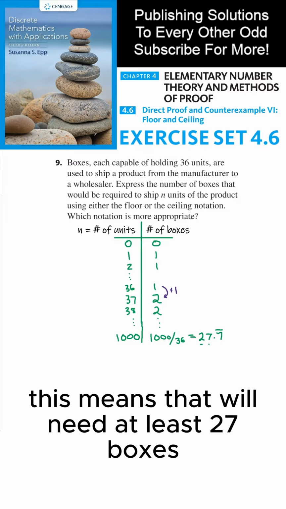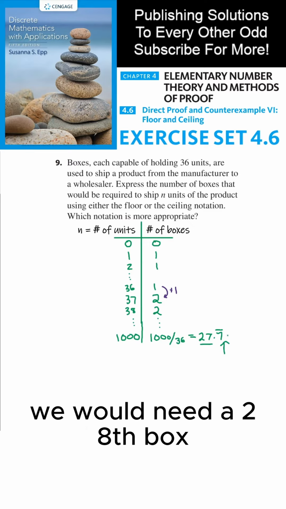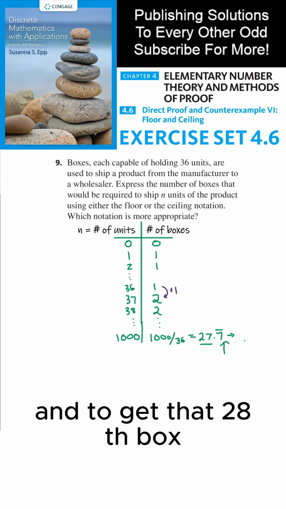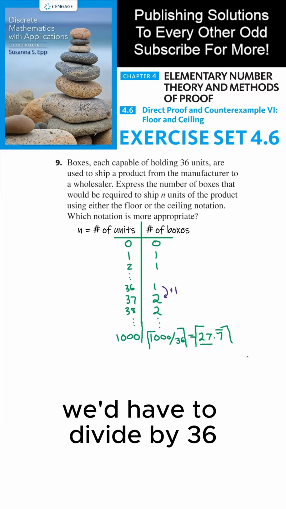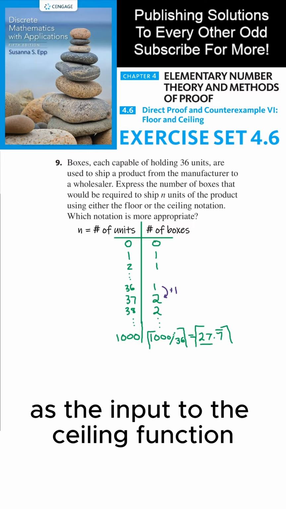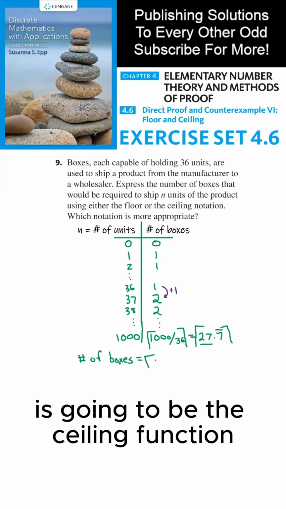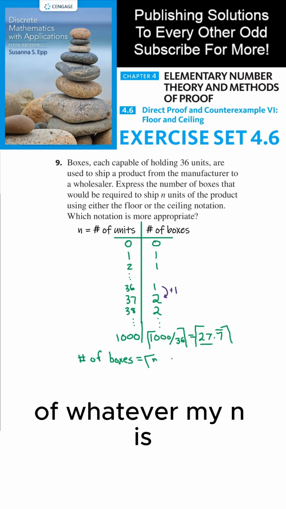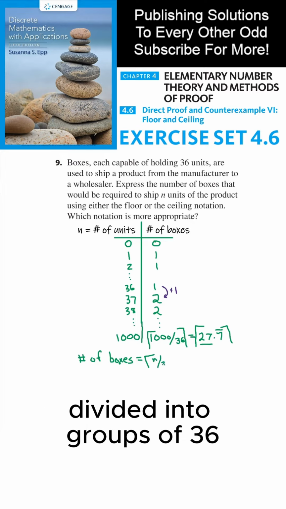Now this means that we'll need at least 27 boxes, but because we have a remainder, we would need a 28th box. And to get that 28th box, we would need to take the ceiling of this number. So ultimately, we'd have to divide by 36 and use that result as the input to the ceiling function. So in general, the number of boxes is going to be the ceiling function of whatever my n is, which represents the number of units, divided into groups of 36.